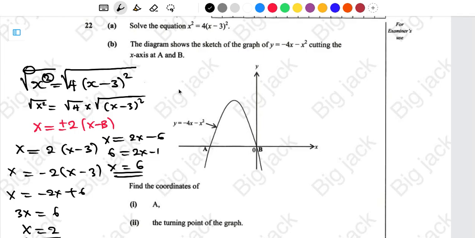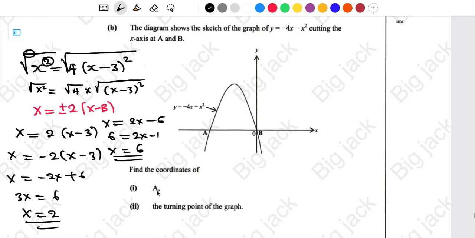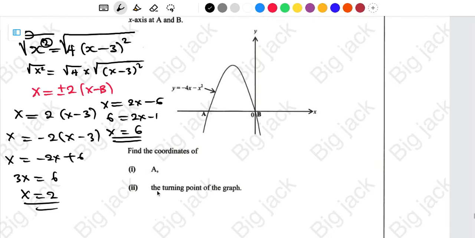For the second question, the diagram shows the sketch of the graph of y being equal to negative 4x minus 2 minus x to the power 2, cutting the x-axis at a and b. Alright, so find the coordinates of a. So finding the coordinates of a, we have to find the value for x. So how are we going to find that? We know to say that in the x-axis y is equal to 0.